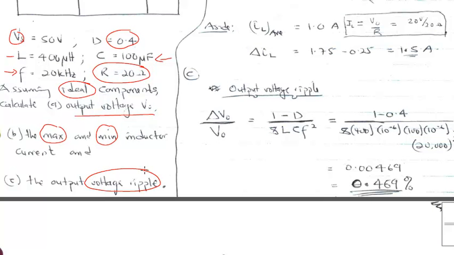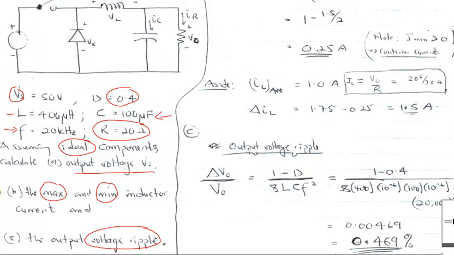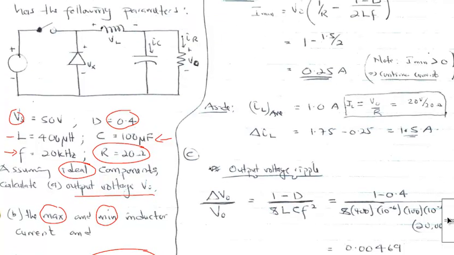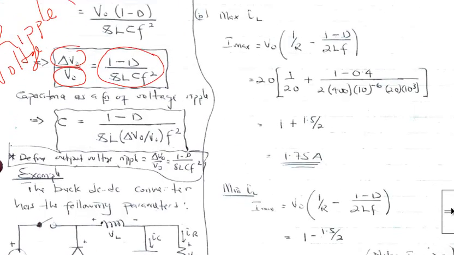So what is the output voltage ripple? That's the C part of the question. We are going to take them one by one. The first part of the question, we want to find the output voltage.